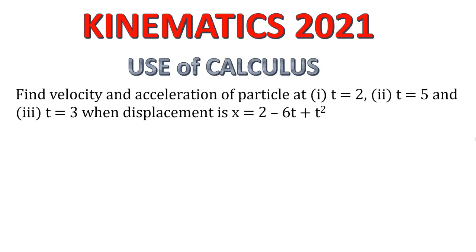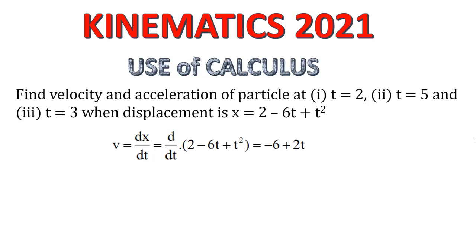So let's see the first question here. See that velocity and acceleration of the particle to be found out, knowing that the displacement is given. So different times are given, 2, 5 and 3 seconds, and the displacement is given as x equals to 2 minus 6t plus t squared. We very well know when we differentiate displacement we will get the velocity expression. So that's what the first thing we do.